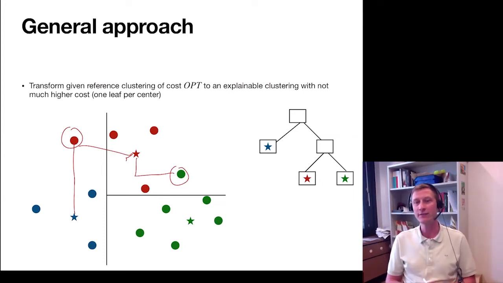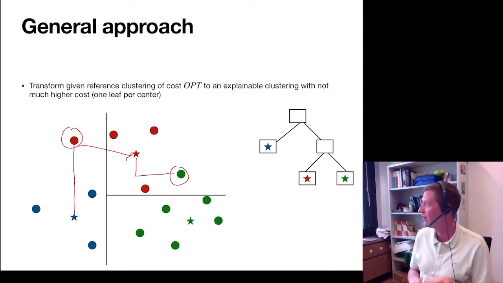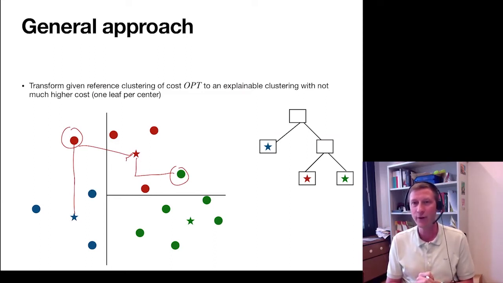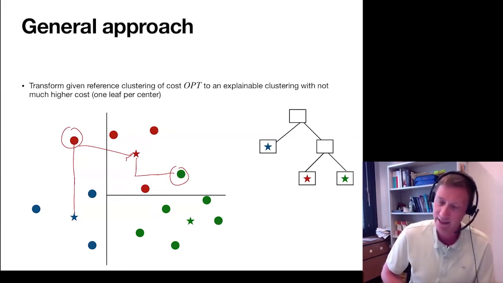So that's how the algorithm is going to work. You're given a reference clustering, and we're going to produce a threshold tree that has one leaf per center. In fact, our algorithm doesn't even look at the points from that stage. You can think of it as given the k centers, the stars, and we're going to output that tree with a leaf per center.